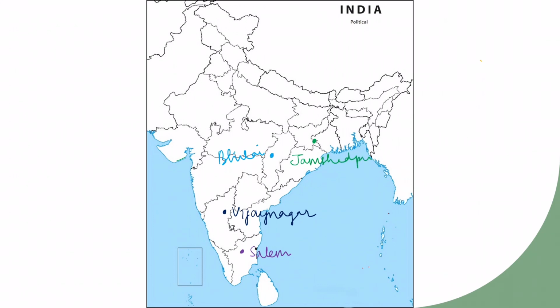We also have Bokaro, which lies just above Jamshedpur, also on the border of West Bengal, which lies here. This is our Bokaro. Then in West Bengal, we have our Durgapur, which lies almost in the same line as Bokaro, but a bit lower. This is our Durgapur. So these are the major iron and steel plants in India.